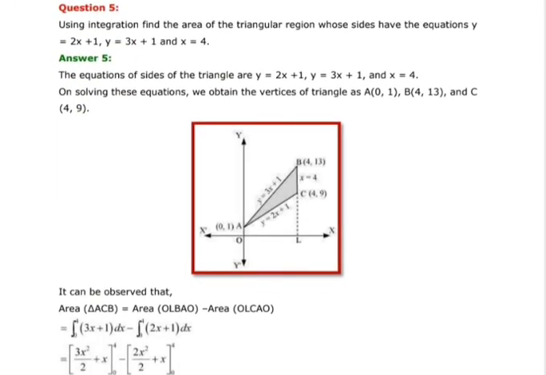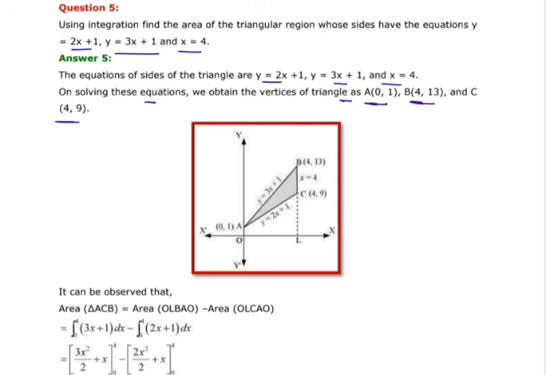So next, moving to question number 5. Using integration, find the area of the triangular region whose sides have the equations y equals 2x plus 1 and y equals 3x plus 1 and x equals 4. So let's write down the equations of the sides of the triangle as given. On solving these equations, we obtain the vertices of the triangle: A equals 0, 1, B equals 4, 3 and C equals 4, 9.